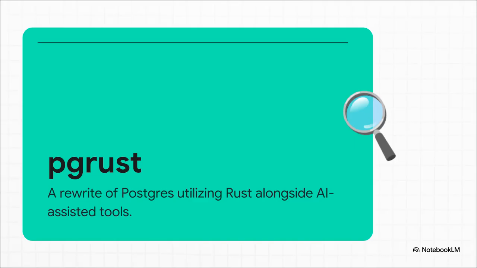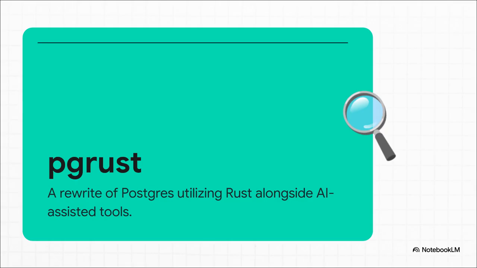So, PGRUST is pretty much exactly what it sounds like. It's a complete, incredibly ambitious rewrite of the Postgres database. But you know, the how is honestly just as fascinating as the what here. This project leverages Rust, which is famous in the developer world for its memory safety, its concurrency features, and just blazing speed. But let's be real, rewriting millions of lines of legacy C code by hand, that's a nearly impossible task. So the developers are actually utilizing modern AI-assisted programming tools to help translate and rebuild the whole system.